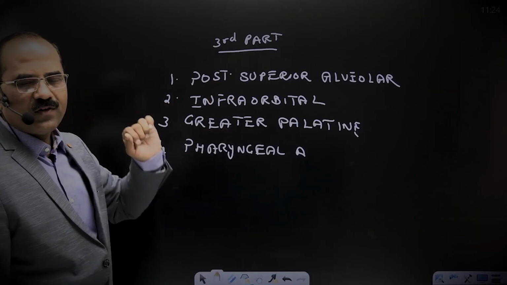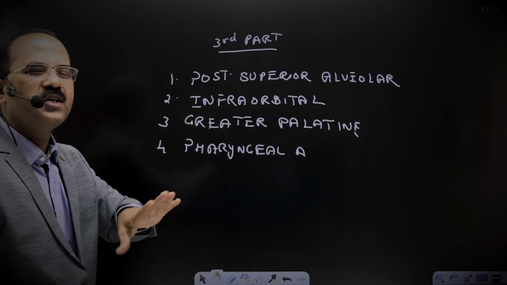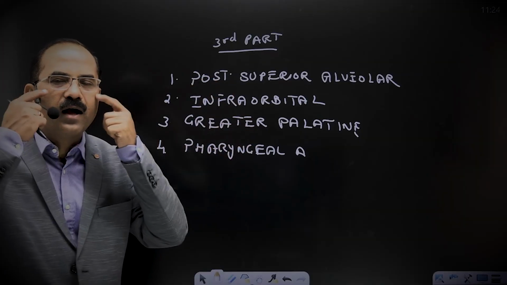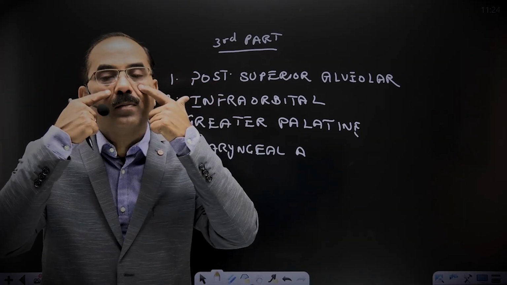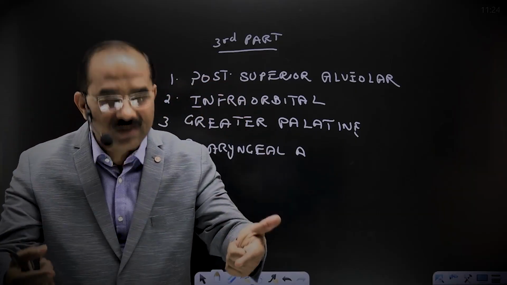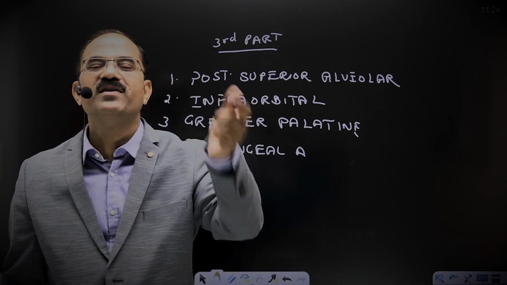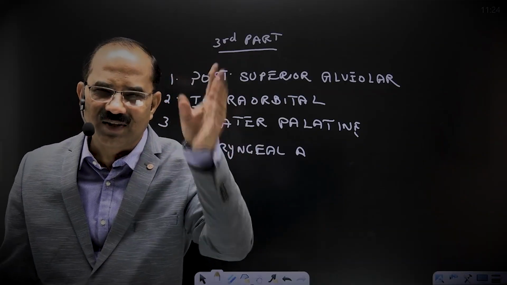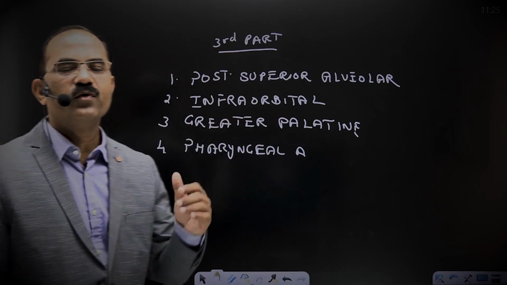Posterior superior alveolar supplies the upper and the posterior part of the teeth. Infraorbital artery gets out from a foramen just below the orbit. That's the infraorbital foramen. The artery comes out from here. The artery is the infraorbital artery. It comes with a nerve. The nerve is infraorbital nerve. The third one is greater palatine artery. The fourth is pharyngeal artery.